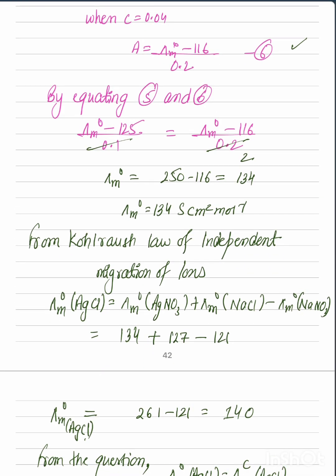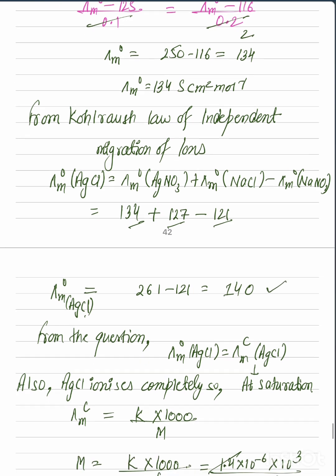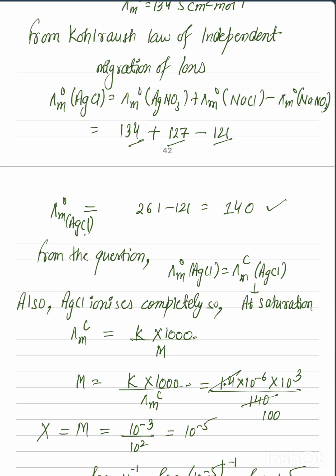And now we use Kohlrausch's law of independent migration of ions, which says that the lambda m naught of AgCl will be lambda m naught of AgNO3 plus lambda m naught of NaCl minus lambda m naught of NaNO3. By using the three values we have calculated, we put them here, and we get the lambda m naught of AgCl, which is 140. So from this question, we know that the lambda m naught of AgCl equals lambda m of AgCl at saturation. It is given in the question that the limiting molar conductivity of the AgCl is equal to the molar conductivity of the AgCl at saturation. So that's why we have equated it.